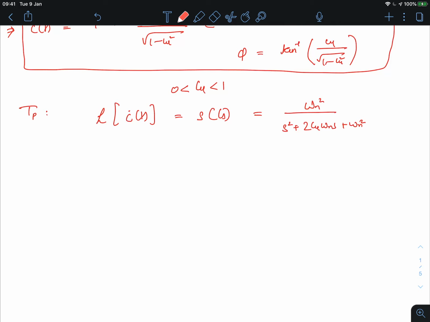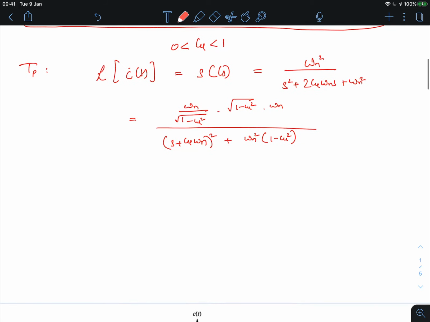On completing the squares in the denominator, we would obtain omega n root 1 minus xi square. Finally, by taking the Laplace inverse, I can write c dot of t as omega n over root 1 minus xi square, e to the power minus xi omega n t, sine of omega n root 1 minus xi square t.